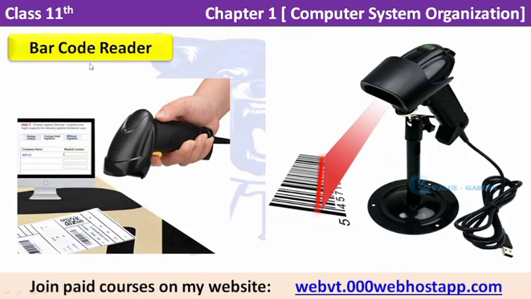Barcode reader. First we have to know what a barcode is. A barcode is a collection of a sequence of lines. You can see that they have different heights and different widths. So to read these lines of code, we use a barcode reader.